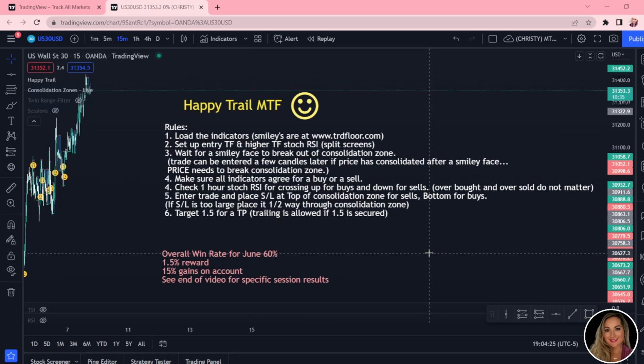There are 2 versions I'm going to show you. There is the version that is made with the smiley faces. That is the happy trail indicator. That version is for the people who are members in the TTF community, the trading floor community. If you are members there, you do not need to throw on all the other indicators I'm going to show you. If you are not a member and you don't want to be a member, I totally understand. No worries. I'm going to show you all the other indicators.